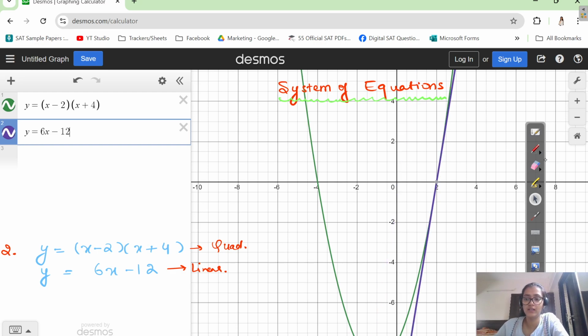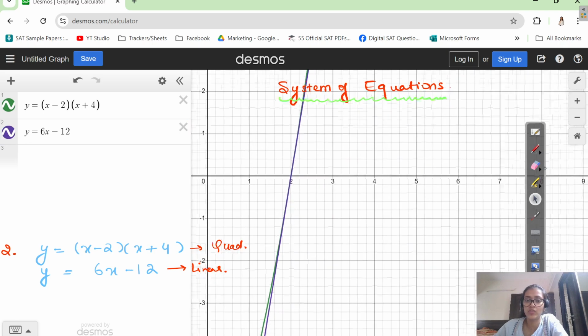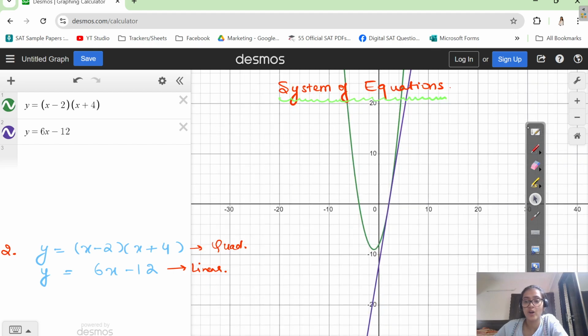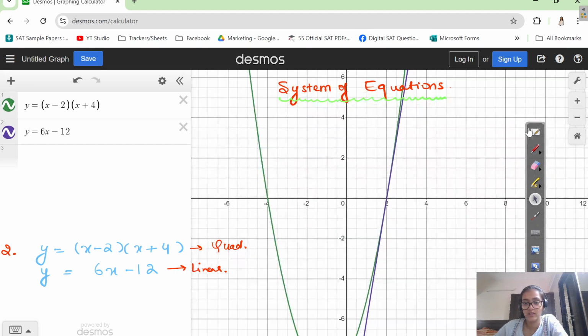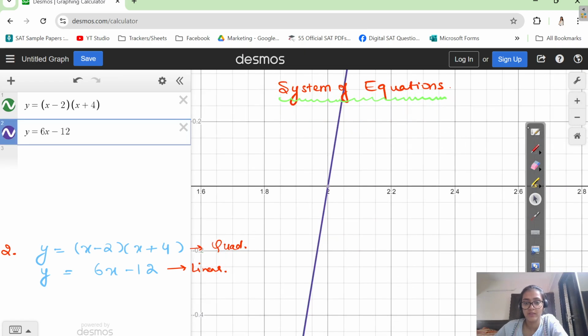The purple colored line is the graph of the second equation, and zoom in to see at which point the parabola and the line are intersecting. See, they are obviously touching, but at which point they are touching you need to zoom in. So the point is (2, 0).